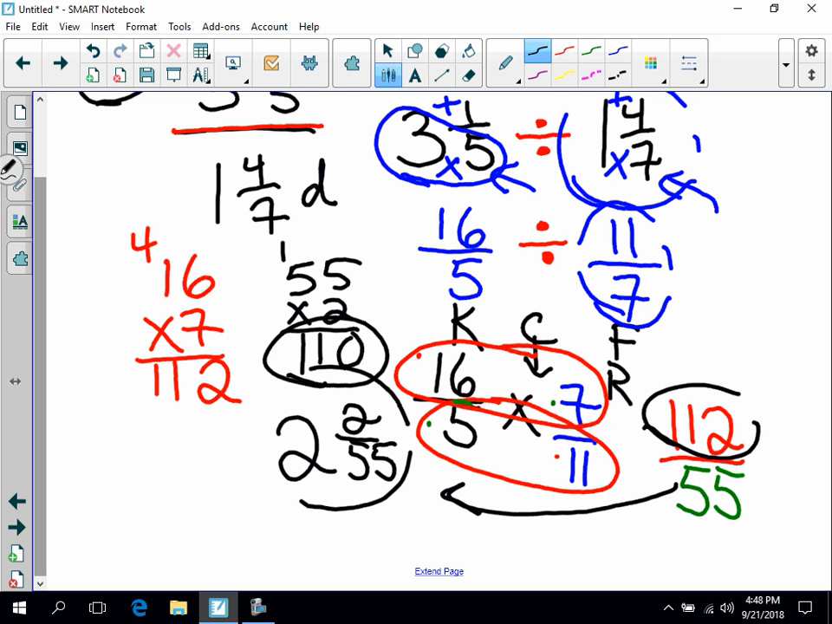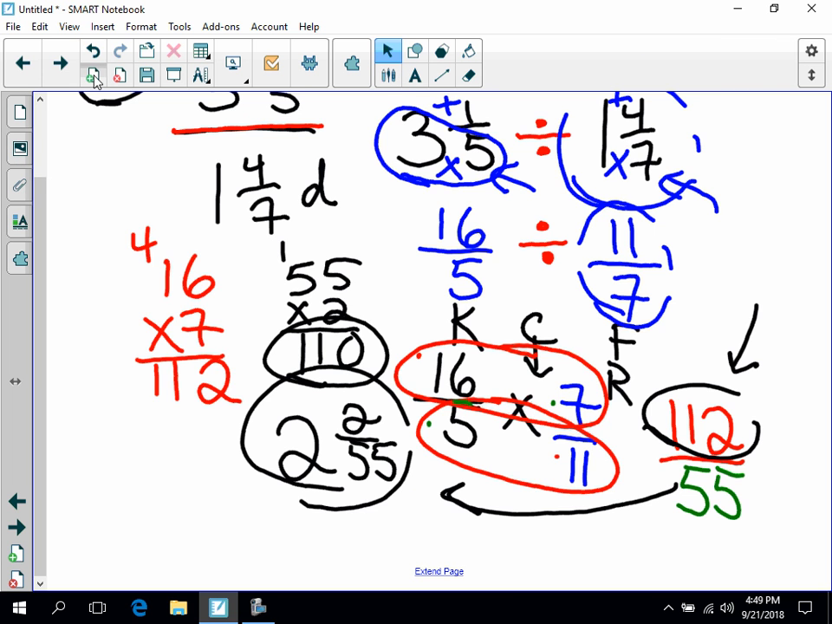So as a mixed number, the answer is 2 and 2 over 55, 2 and 2 55ths, or as an improper fraction, the answer is 112 over 55.